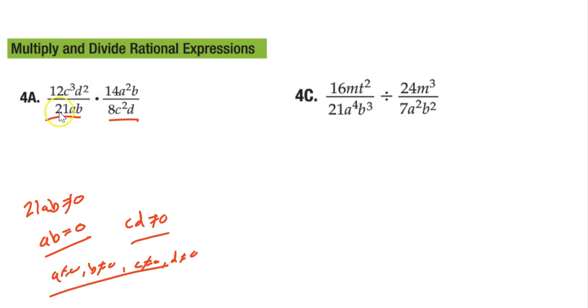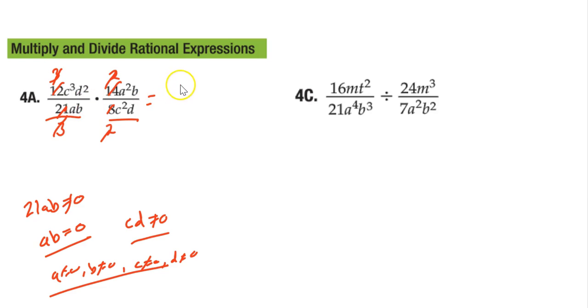So let's multiply these. To make it easier on myself with the numbers, I'm going to cross reduce, right? So 20 and 14, I can divide them both by 7. So 7 goes into 14 2 times, 7 goes into 21 3 times. 12 and 8, I'm going to divide them by 4. 4 goes into 8 2 times, 4 goes into 12 3 times. Then look, they reduce even more. 3 and 3, 2 and 2. So all the numbers are gone. They all reduced out.